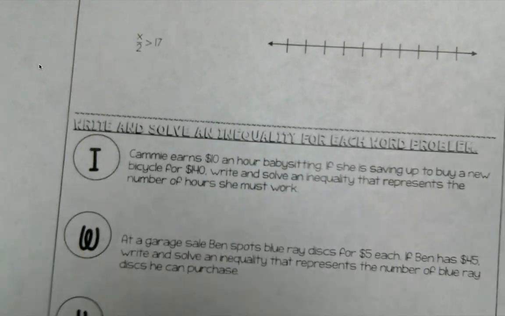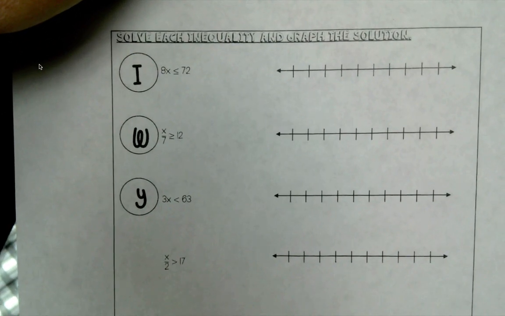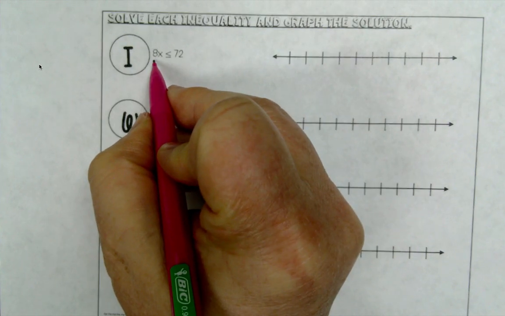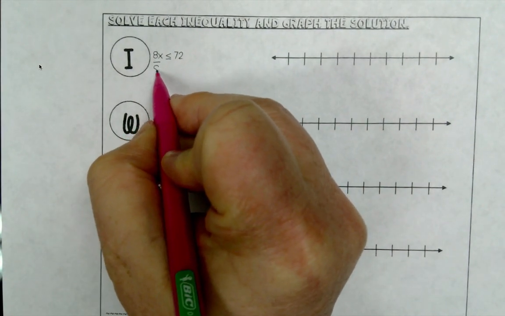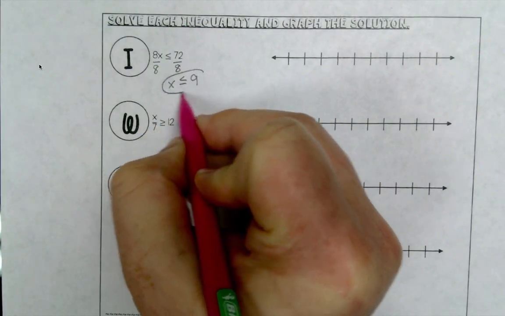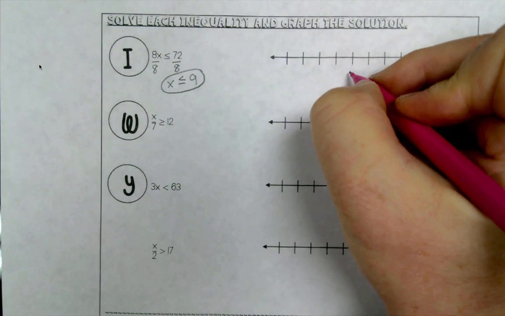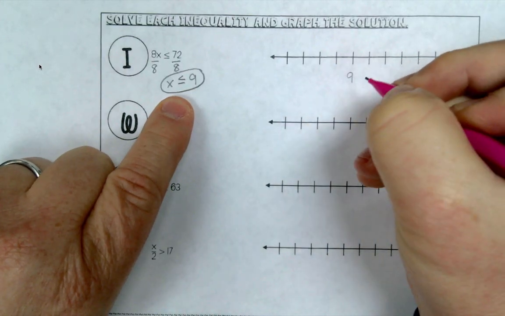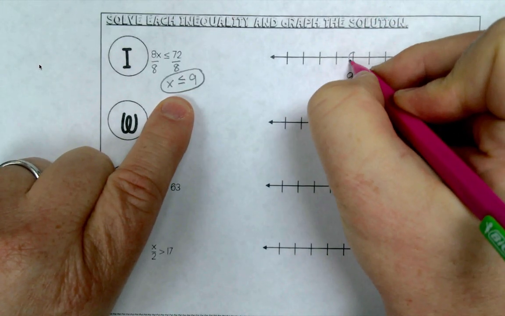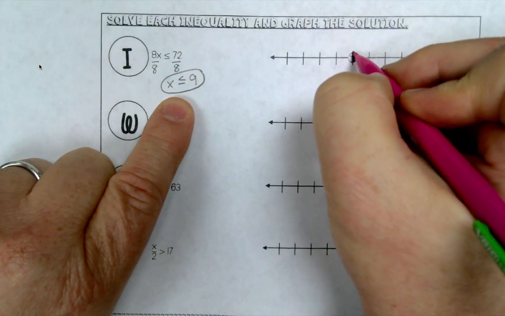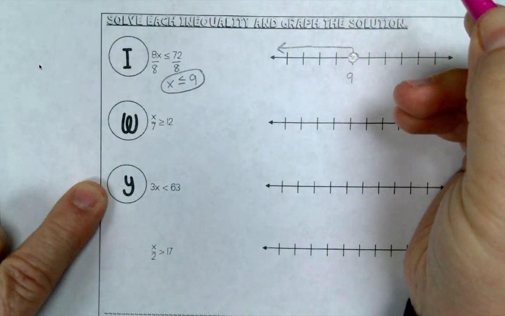Look at this one right here. So now we're going to do 2 steps here. We're going to solve the inequality and then we're going to graph the solution. Okay. So simplifying, we're going to divide both sides by 8. You have x is less than or equal to 9. Then we're going to come over here and put our integer 9 in the middle. x is less than or equal to, so that means we're going to have a closed circle on top of my 9, because when I say less than or equal to, it could be 9. And then I'm going to draw my arrow here to the left.